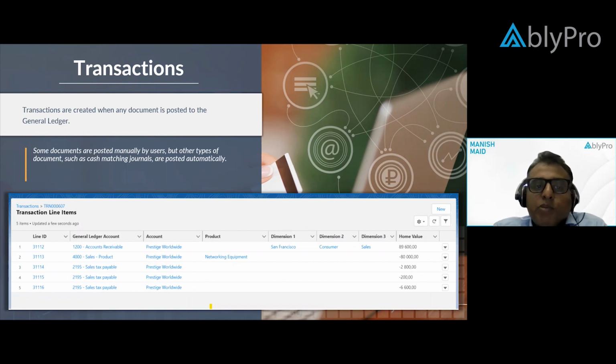So some documents are posted manually by the users, yes, but other types of documents such as cash matching journals are posted automatically. All your documents like your sales invoice, payable invoice, they are posted manually by the users. So this is a basic screenshot of the transaction. I will try to show you a transaction page also in the system. Just give me a second.